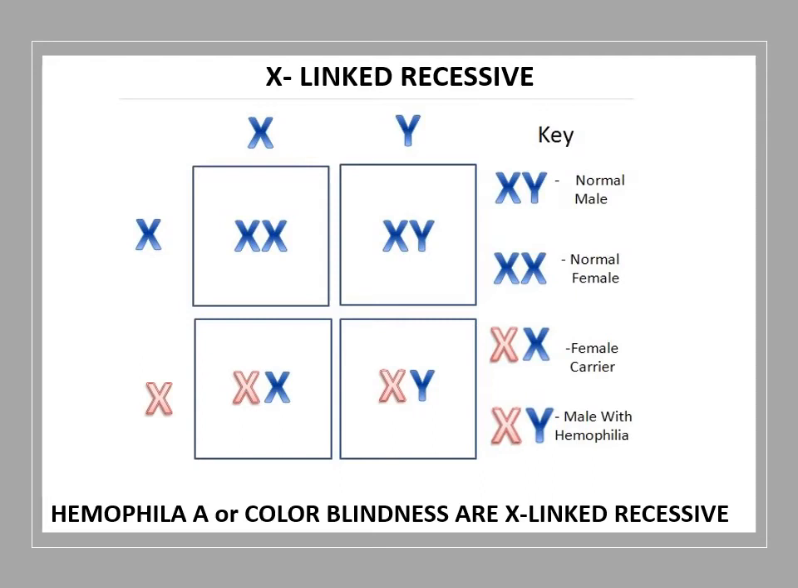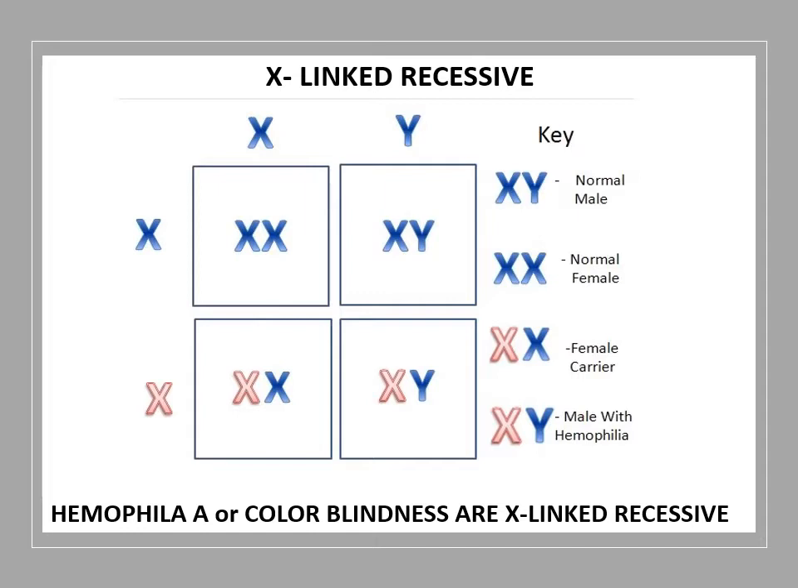Okay, let's do another one. X-linked recessive. Here's a Punnett square. The mother on the left-hand side there, XX going down, she's a carrier. The pink is signifying a carrier state, just in this example.